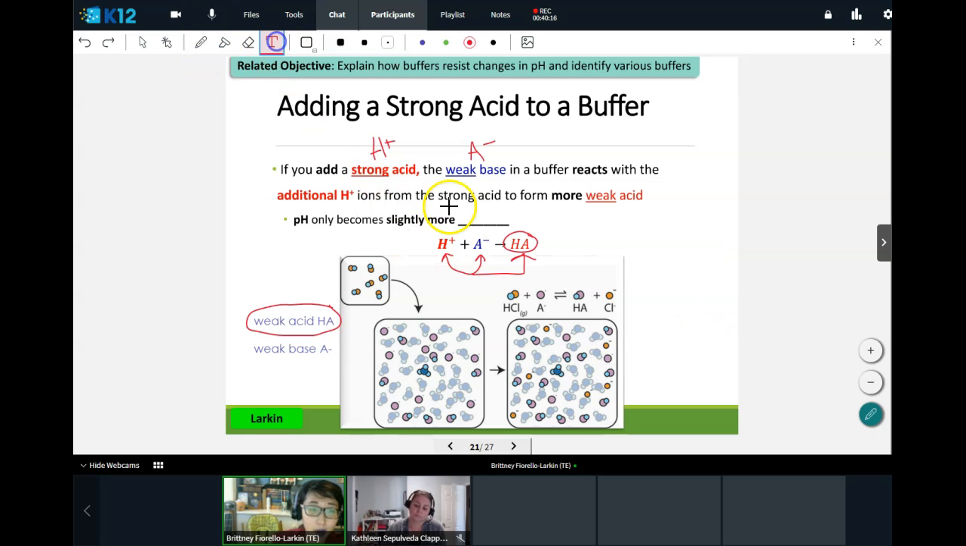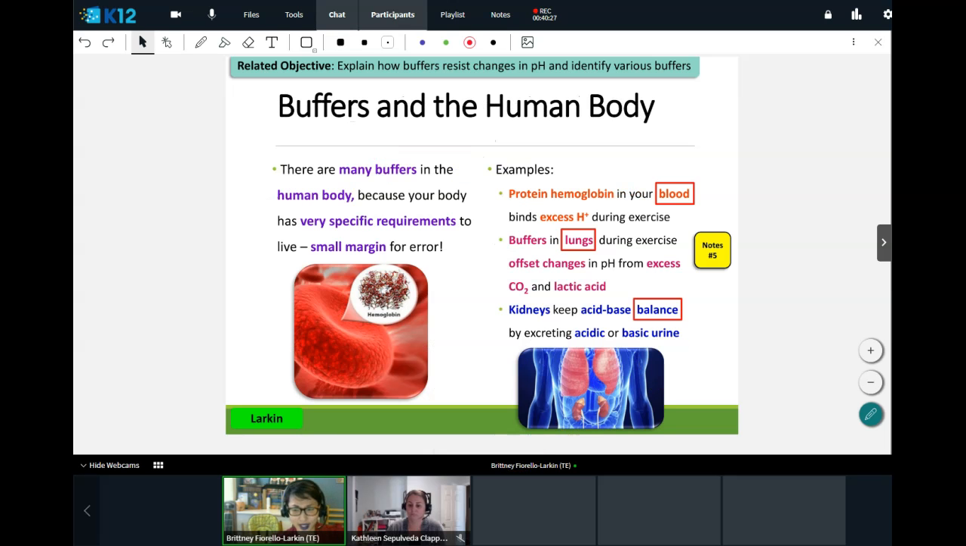So this time we just become slightly more acidic, but not super acidic like what would happen without our buffer. Now, why is all of this important? You're like, okay, Mrs. Larkin, that's great and everything, but why is it important? Well, buffers happen to be extremely important to your body. Without buffers in your body, you would die. Your body has a very small margin for what is appropriate for your body.